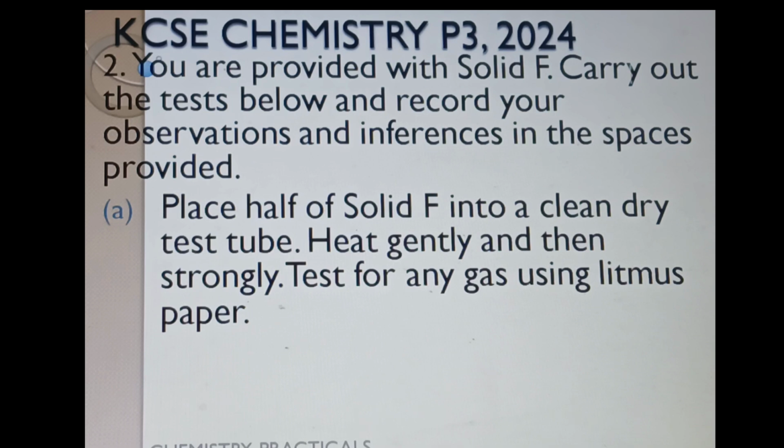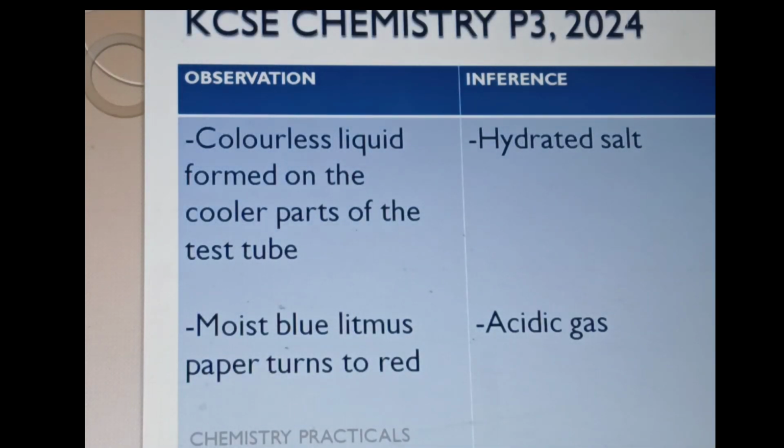Place half of solid F into a clean dry test tube, heat gently, then strongly, and test for any gas using litmus paper. The observations were: a colorless liquid is formed on the cooler parts of the test tube, so the inference should be hydrated salt or contains water of crystallization.